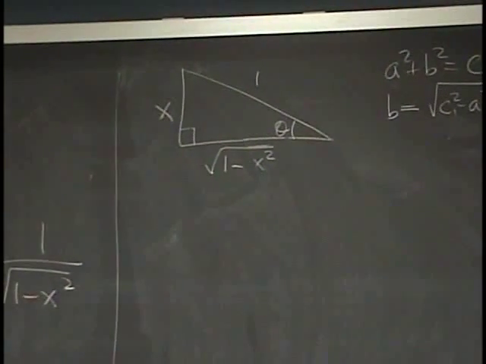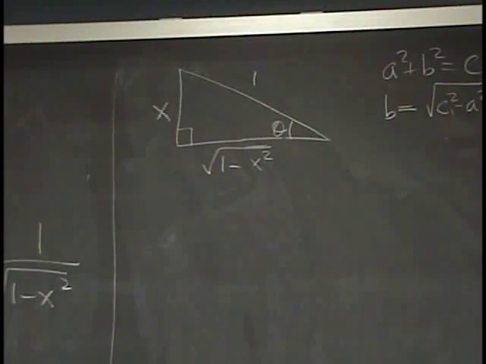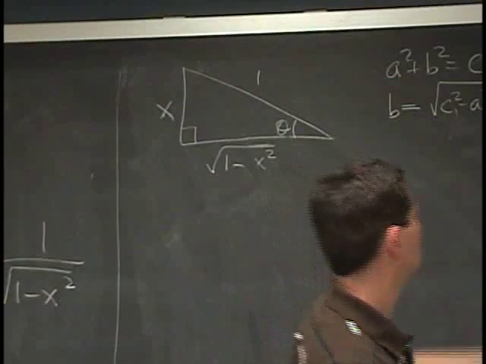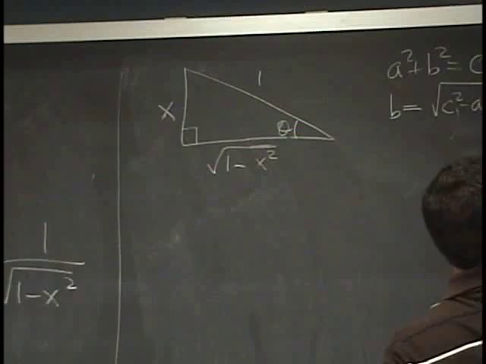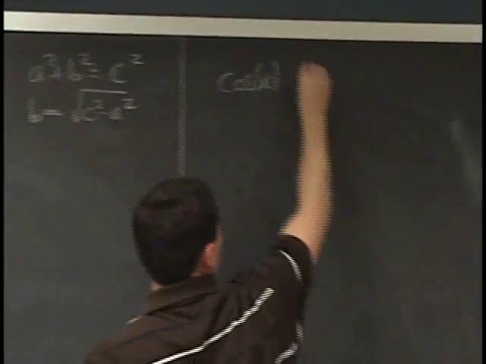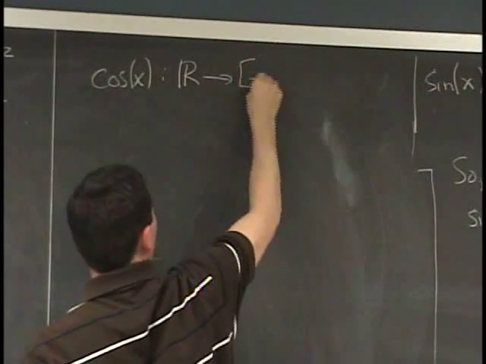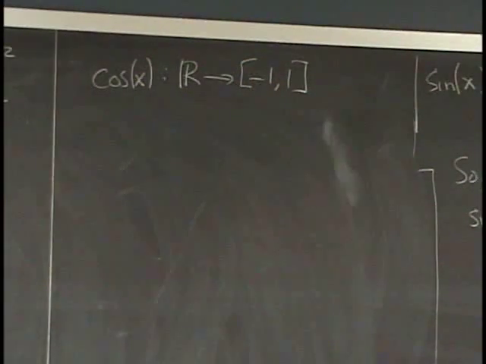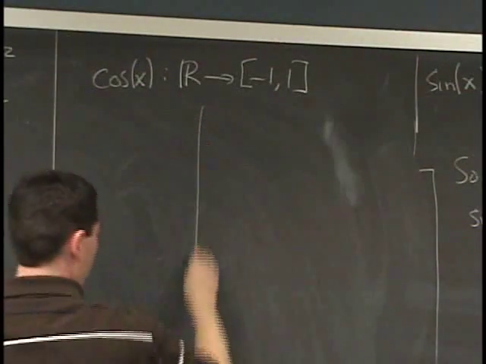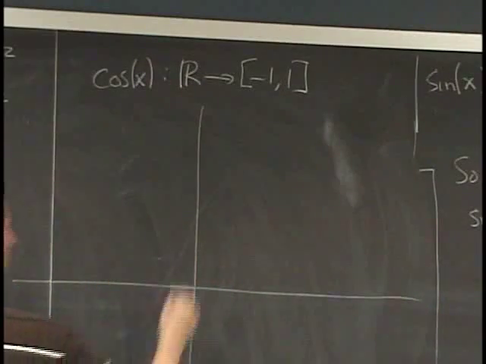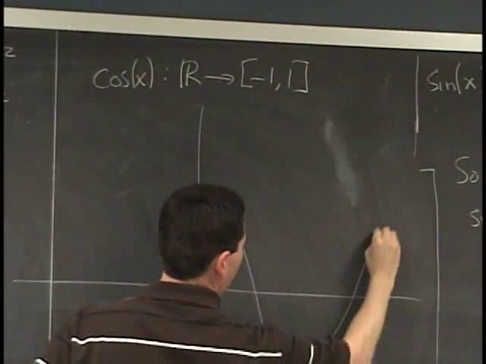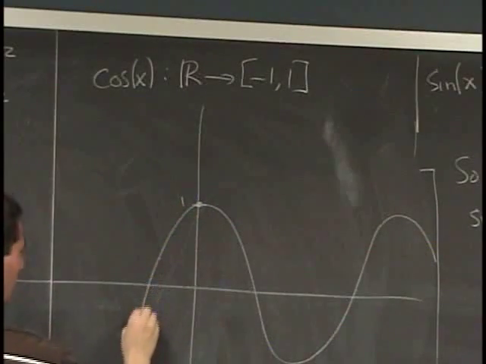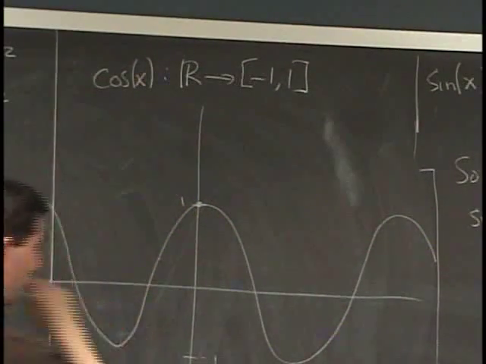All right, now we want to do the same game, but with cosine. Everything should go much faster now because we know how the game is played. We look at cosine as a function from the real numbers to minus 1 to 1. This time it's going to start up at 1. We're going to head down and up, and head down and up. It goes down to minus 1.